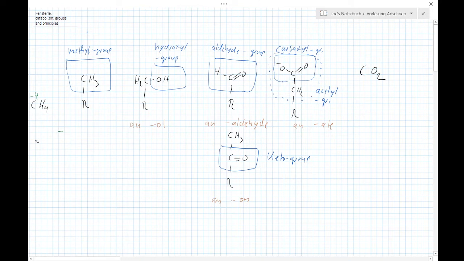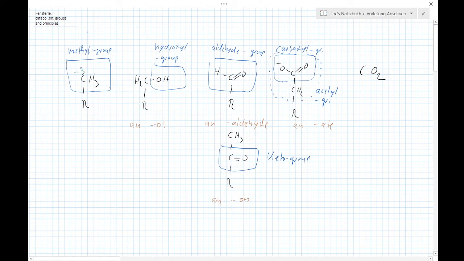Now, the methyl group, this R is always a carbon. So here we have a carbon. So it's in this case 0 because the carbon-carbon bond, of course, the electrons are not attributed to a certain carbon. And this is 3 times minus 1. So in other words, this carbon, the oxidation number is minus 3.